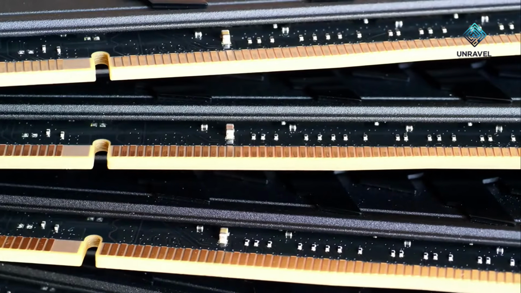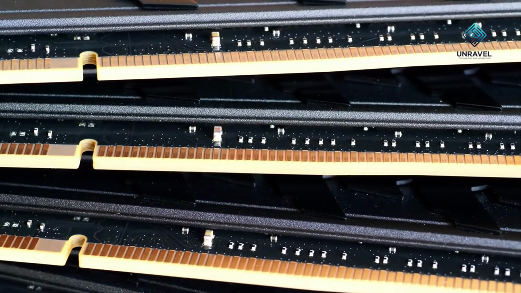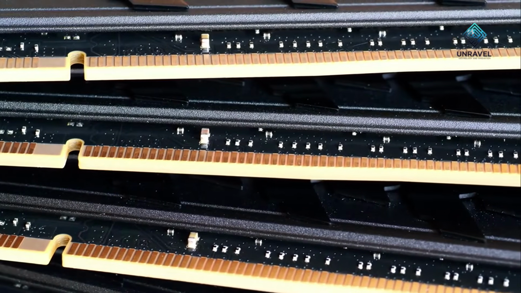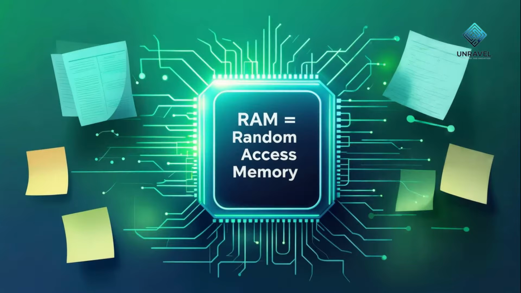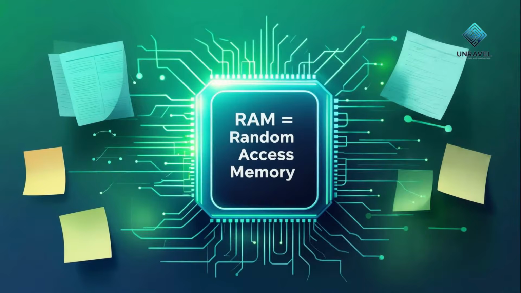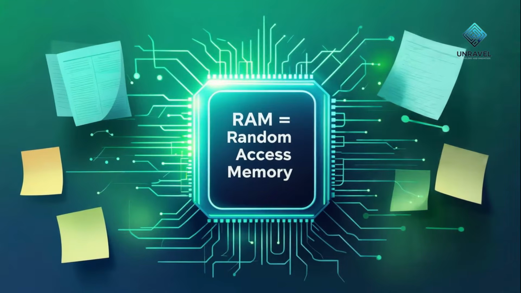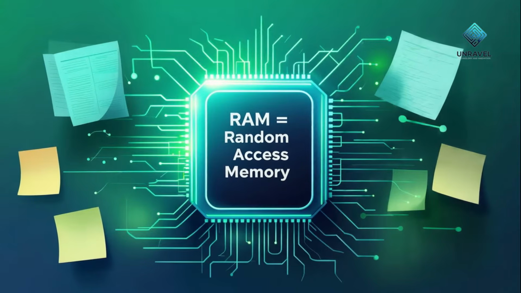So, what is RAM? And why does it matter so much for the speed and performance of your devices? Let's break it down. At its core, RAM stands for Random Access Memory. Despite the fancy name, it's simply your device's short-term memory. It's where your computer temporarily stores data that it needs right now, or in the very near future.